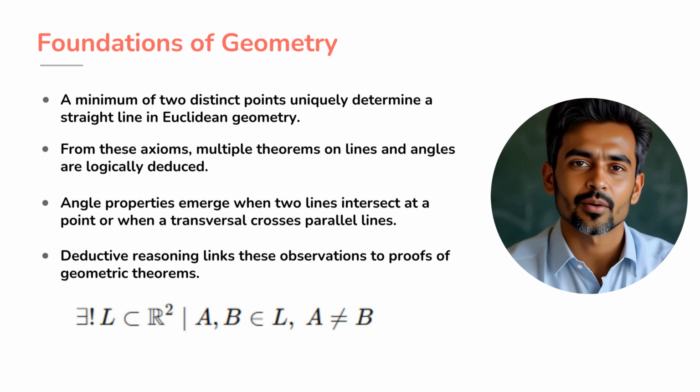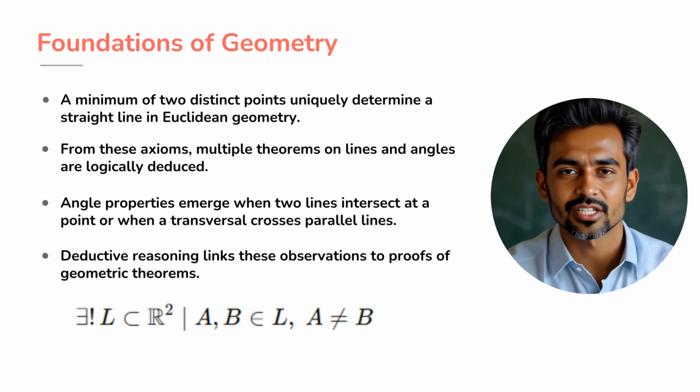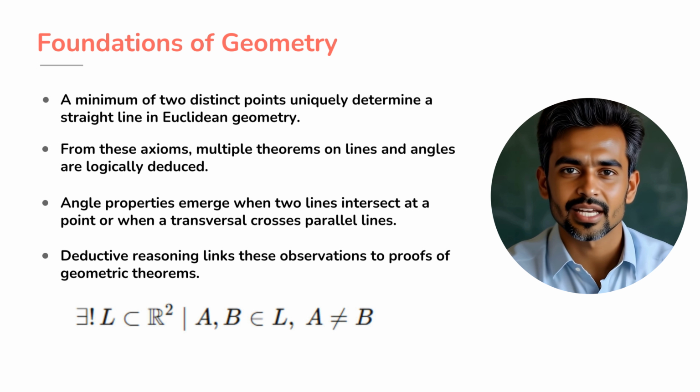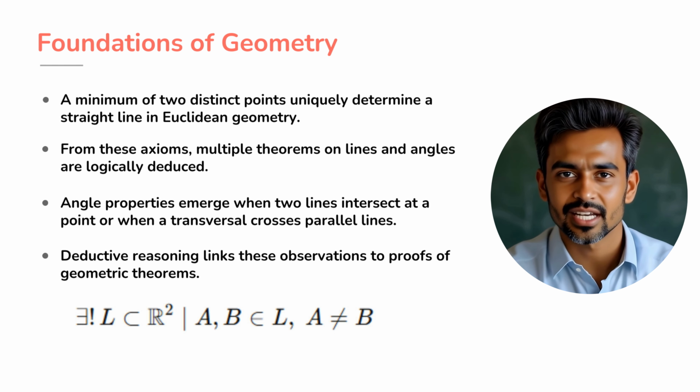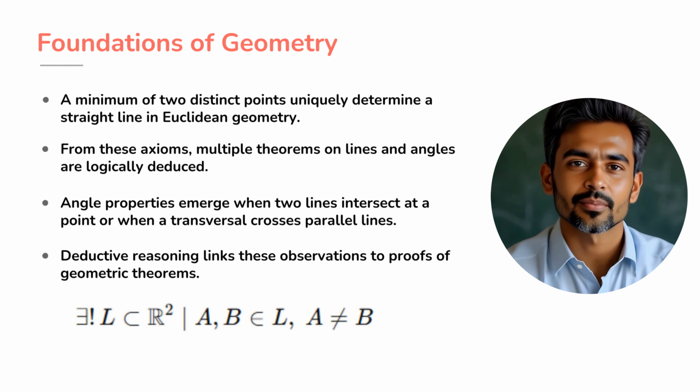In geometry, we start with something very simple but powerful. Just two distinct points are enough to uniquely determine a straight line. Think about it, connect point A and point B, and you've created a line no one else can change. From such axioms, we deduce powerful theorems about lines and angles.